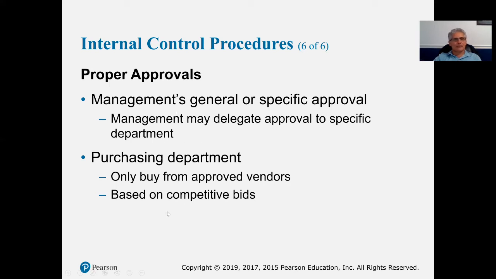bad things can happen. And then proper approvals also run down to the example of a purchasing department, where only buy from approved vendors might be a policy in play, so that you control who is purchasing from where, and then it's based on competitive bids. So these are two examples of internal control procedures in play for specifically the purchasing department to help ensure that the company doesn't just purchase anything from anywhere without the purchasing department taking some steps to make sure that they're doing what's best for the organization.